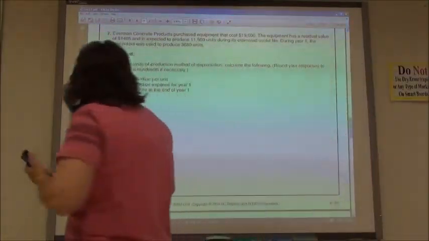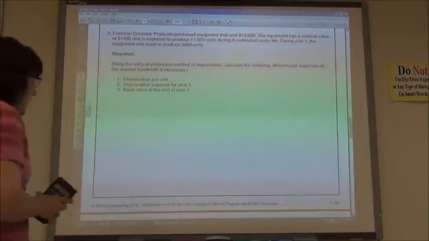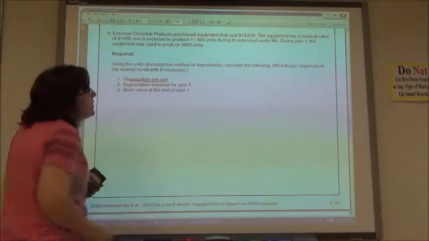Number 7. Everman Concrete Products purchased equipment that cost $19,000. The equipment has a residual value of $1,405 and it is expected to produce 11,500 units during its estimated useful life. During year 1, the equipment was used to produce 3,680 units. So first of all, we're finding the depreciation per unit.